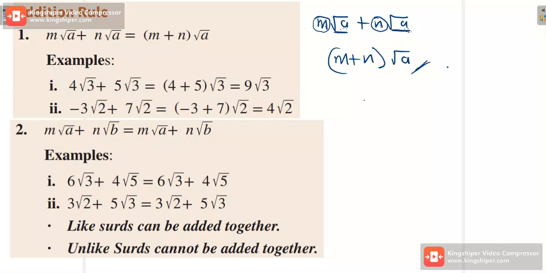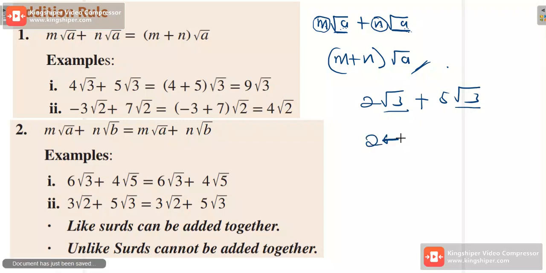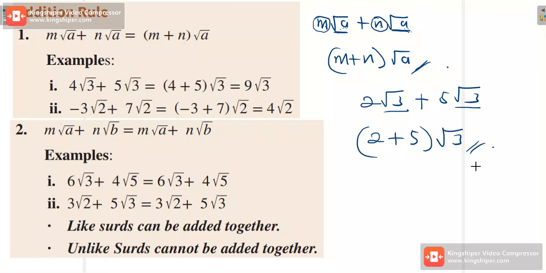An example is 2 root of 3 plus 5 root of 3. Since the sets are common, we factorize that out. Then we get 2 plus 5, times root of 3. And that is the answer.